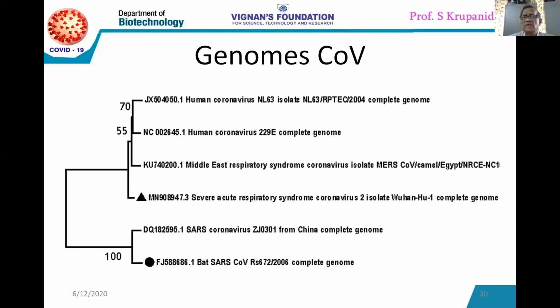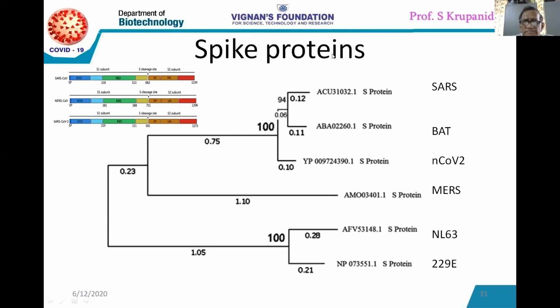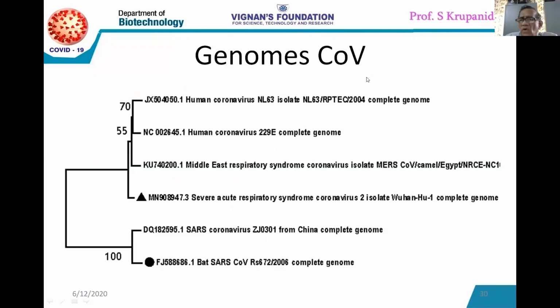Now let's come to this point. This is the genome of the coronavirus that I have taken. The genome of the coronavirus is approximately 30,000 nucleotides; it varies between 27,000 and 30,000 among the species that I have chosen.